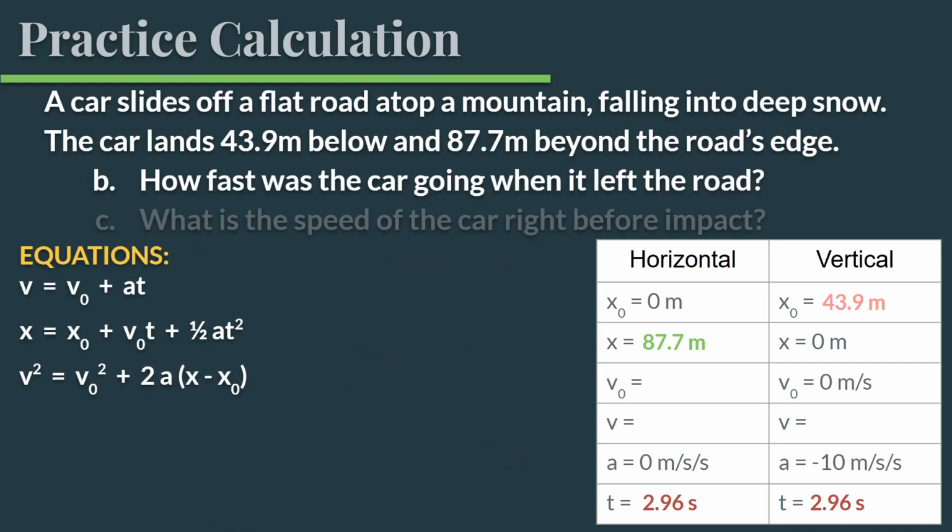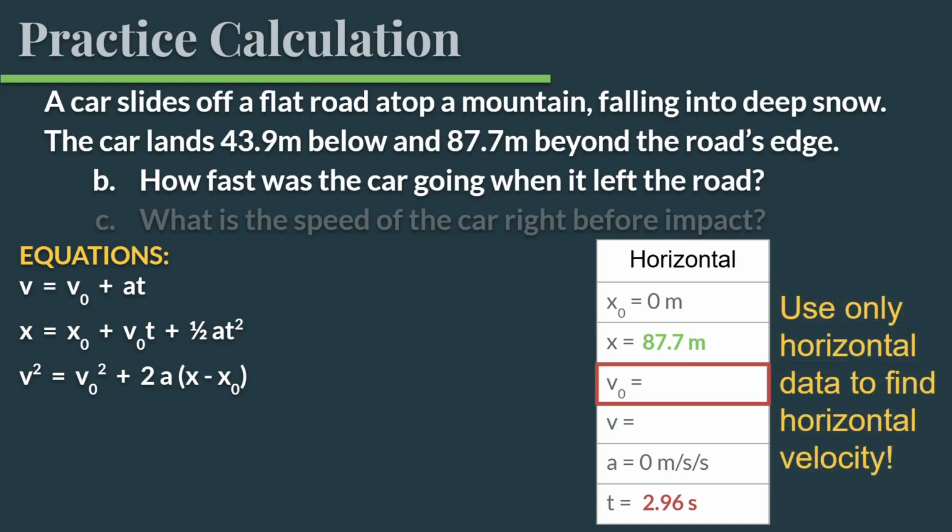Part B, how fast is the car going when it left the road? Again, the car left the road horizontally. So I need to look at the horizontal side of my table. And I'm going to be looking for the initial horizontal velocity. Please only use the horizontal side of your table. You'll notice I just completely took the other one off the screen so that we don't even think about it. So I'm looking to solve for v naught.